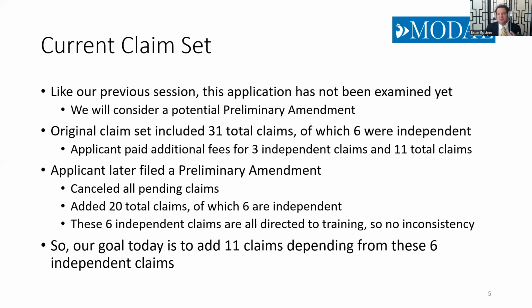And we're just going to do some basic division. We're going to divide 12 by 6 and end up with 2 dependent claims per independent claim, right? So our content today will be determining 2 additional dependent claims.